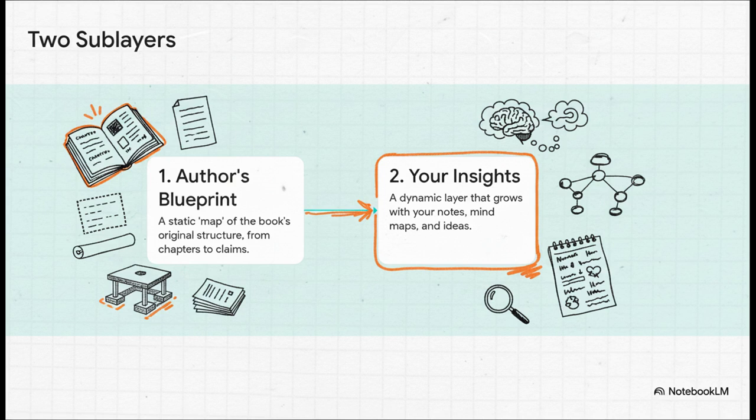It's where we map the book's original structure, the chapters, the sections, right down to the key arguments the author is making. But then, layered right on top of that, is the dynamic part, your insights. This is where you come in, attaching your own notes, your questions, your mind maps, making that blueprint a living document that evolves as you think.